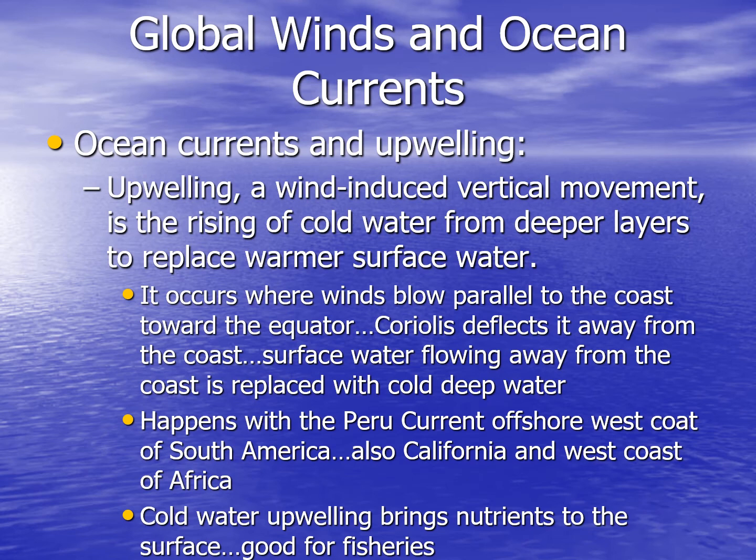And this is important because cold water upwelling brings nutrients from the deep up to the surface, which is great for the fisheries. Okay, so in normal conditions or La Nina conditions, the Peru current offshore the west coast of South America is an example where you find upwelling, as is the California current, west coast of United States. California current brings upwelling, and you should also get upwelling on the west coast of Africa. But there's this thing called El Nino that we get from time to time that attempts to shut this down.